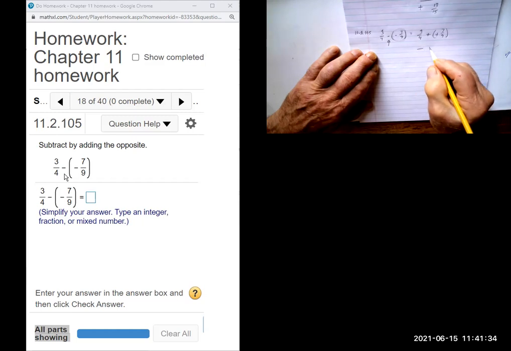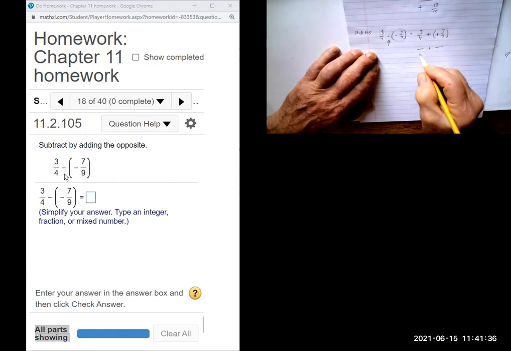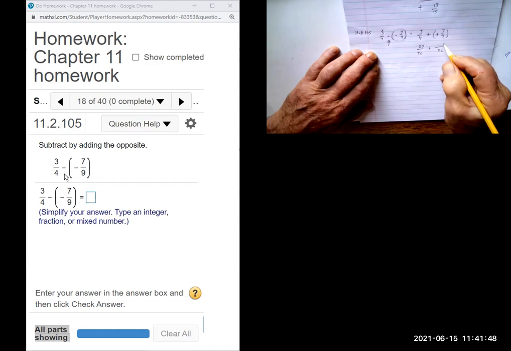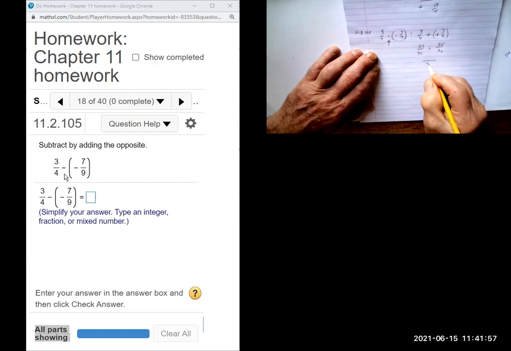We need a common denominator, and I think that denominator is 36. 4 times 9 is 36, so we need to take 9 times the numerator. 9 3s are 27. 9 times 4 is 36, so we multiply the numerator also by 4, that's 28. And then when we add fractions with the same denominator, we keep the denominator and we add the numerators. And that's going to give me an overall result of 55 over 36.